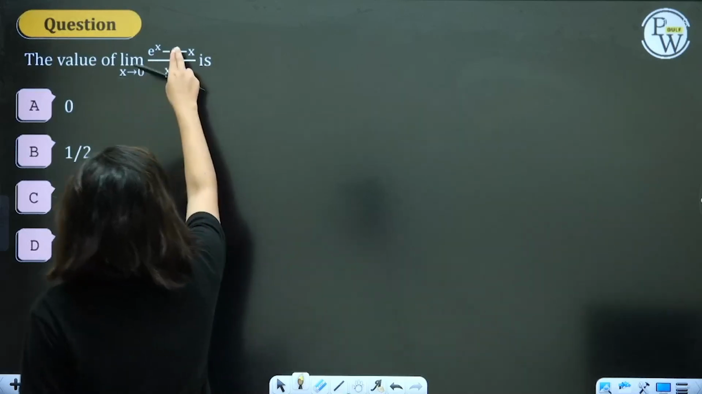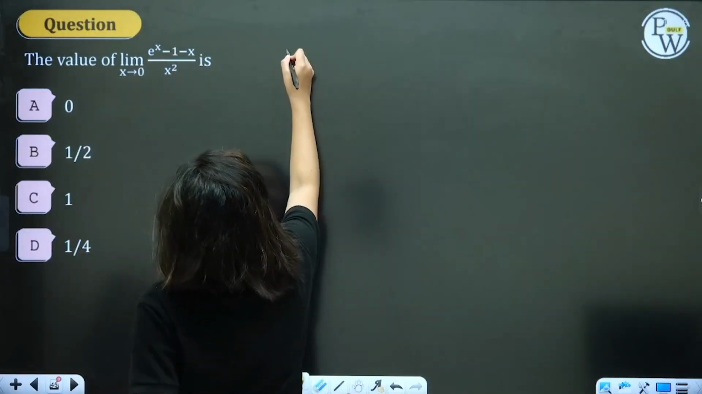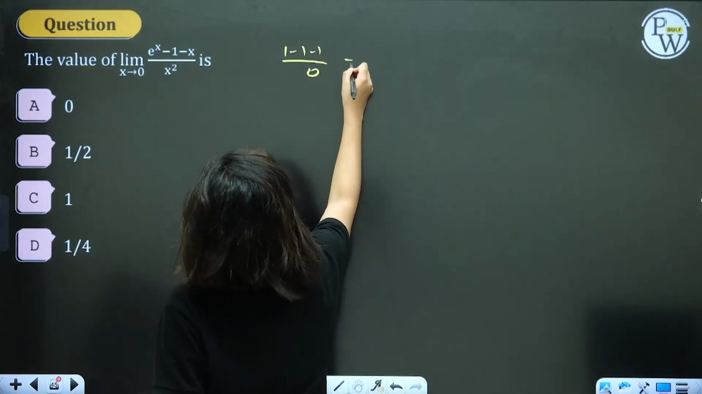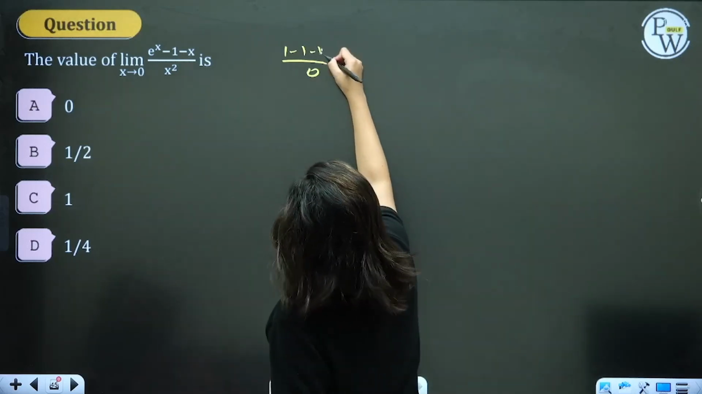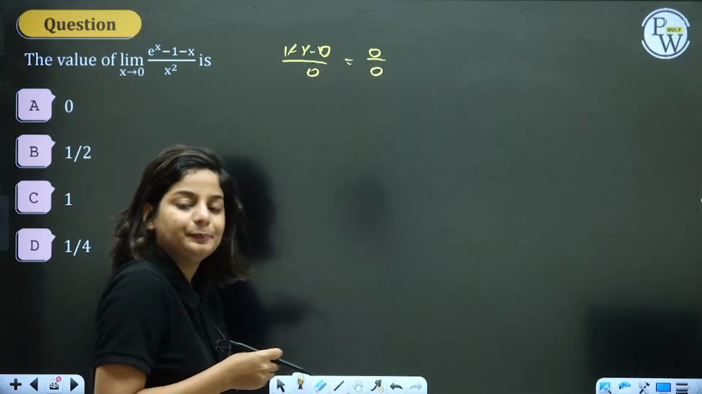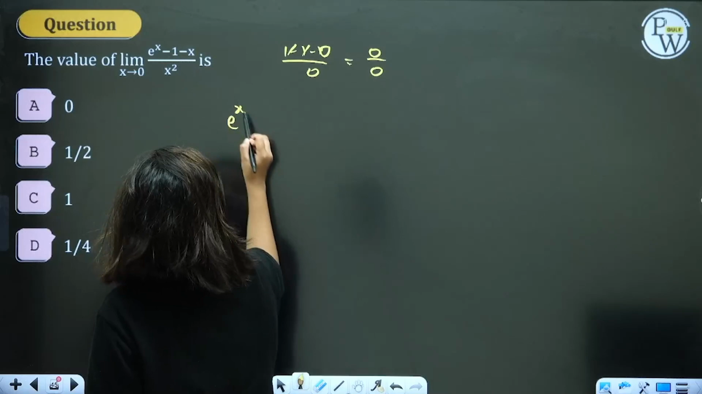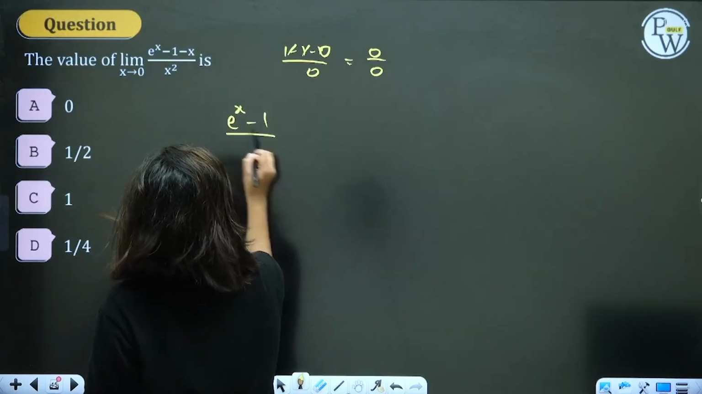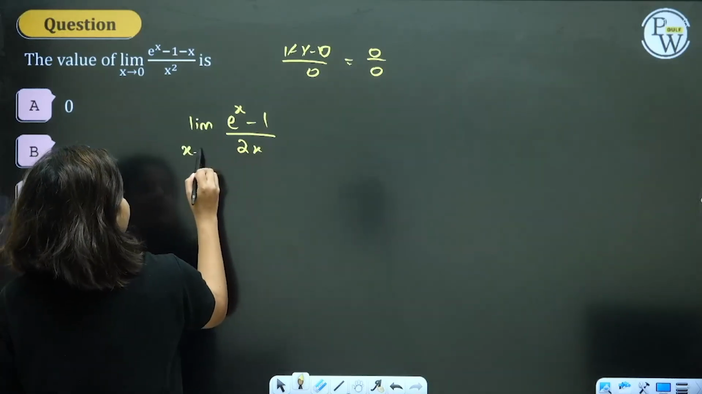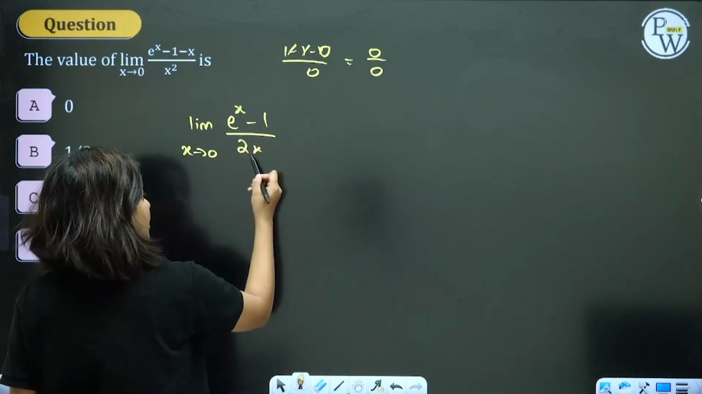Limit x tends to 0, e raised to x minus 1, minus x upon x squared. Put x as 0. 1 minus 1 minus 0. We are getting 0 by 0. Oh, L'Hopital. Derivative of e raised to x, e raised to x. Derivative of 1, 0. Derivative of minus x, minus 1. Derivative of x squared, 2x. Put the limit. Oh, again we are getting 0 by 0.